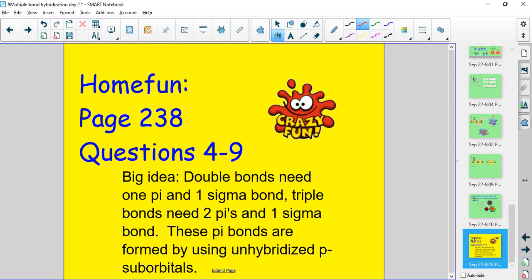Okay, so that is it for day 2 hybridization. Here is your practice. Your textbook's actually pretty good with this, so go ahead and give it a shot and ask questions online. Again, big idea, double bonds need 1 pi bond and 1 sigma. Triple bonds need 2 pi's and 1 sigma. These pi bonds can only be formed by using unhybridized p suborbitals. So if you're able to get this at the end, then you're well on your way to understanding this. See you next time.